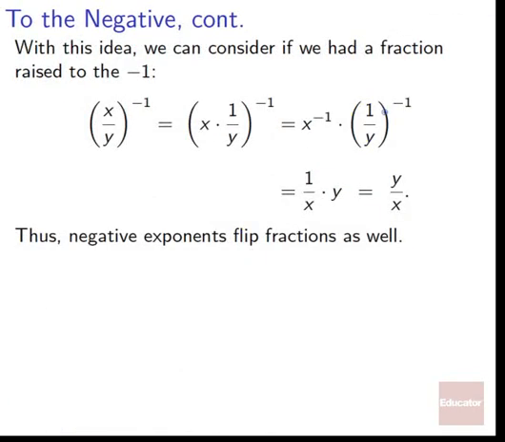With this idea, we can consider if we had a fraction raised to the negative 1. So not just a number, but a whole fraction. So x over y to the negative 1, well, you can't stop me from separating that into x times 1 over y. And then we can distribute that negative 1. Remember, x y to the a is equal to x to the a times y to the a. So that negative 1 will go on to both the x and to the 1 over y. So we've got x to the negative 1 times 1 over y to the negative 1. x to the negative 1 flips to 1 over x. 1 over y will flip to y over 1, or just y. And so we've got y over x. So negative exponents flip fractions. If we've got a negative exponent, we flip whatever it is, whether it's a fraction or it's a number, we flip to the reciprocal. Great.